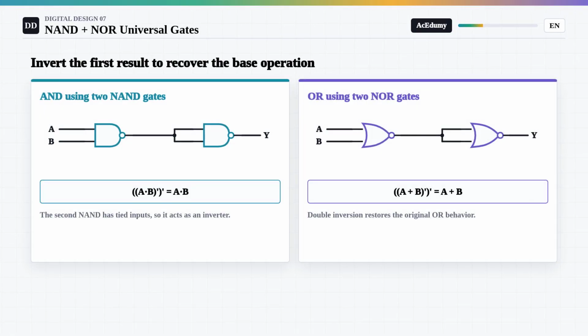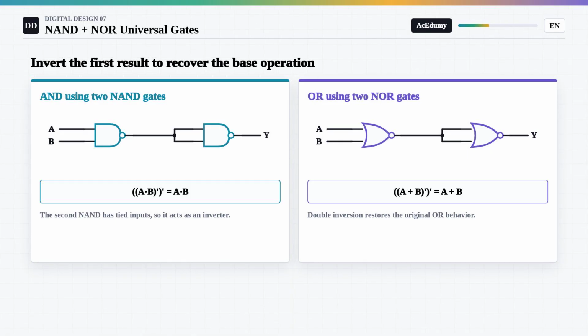Now recover each family's base operation. A first NAND produces the complement of A and B. Feed that result into both inputs of a second NAND, which acts as an inverter. Double inversion leaves A and B. Two NAND gates therefore reproduce AND.